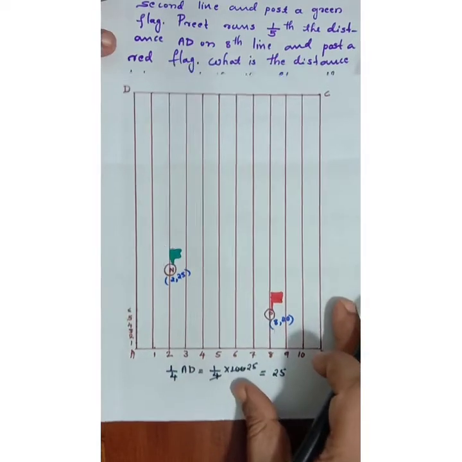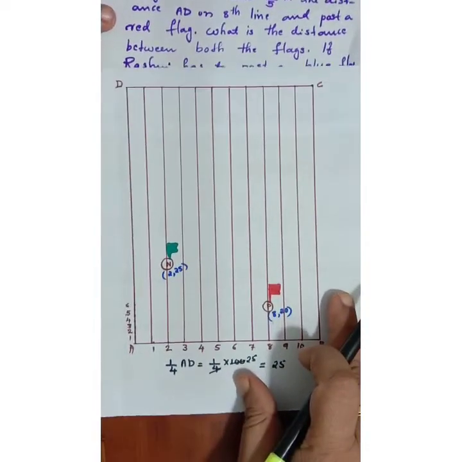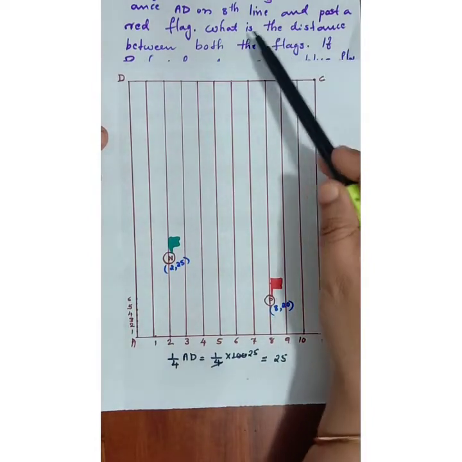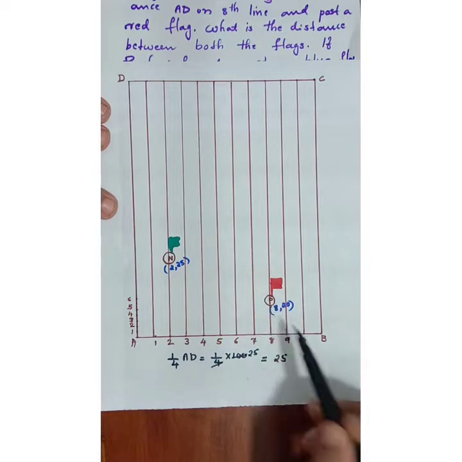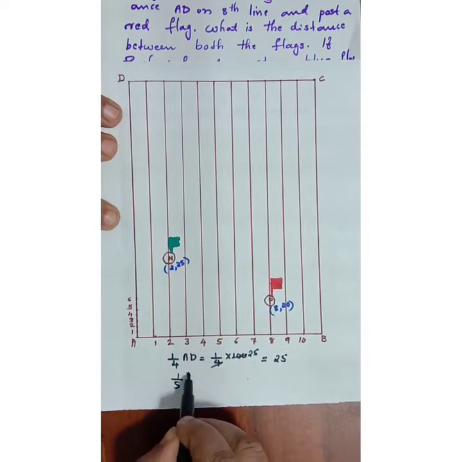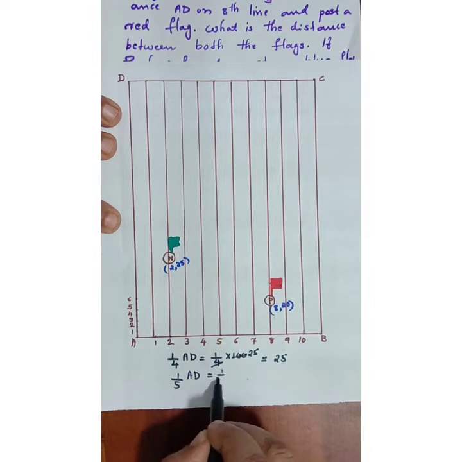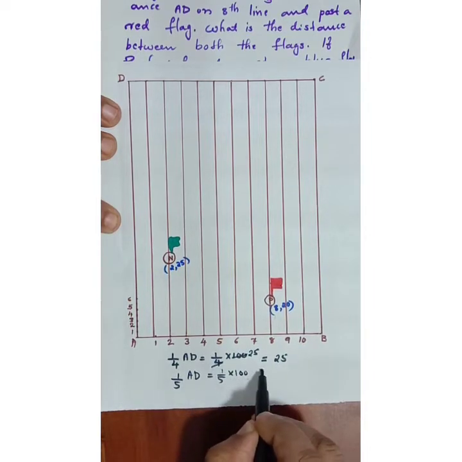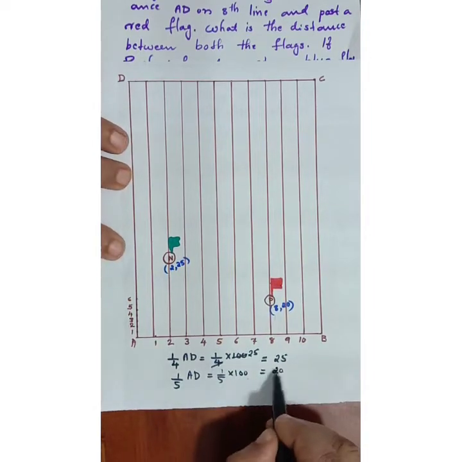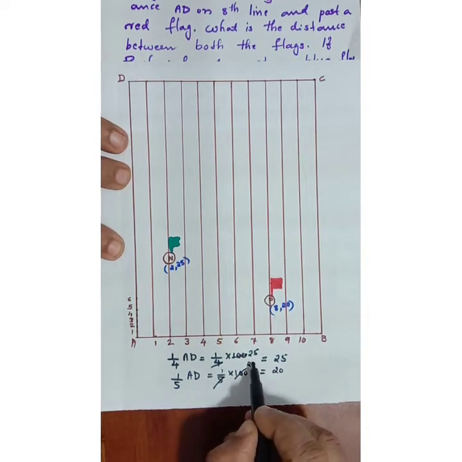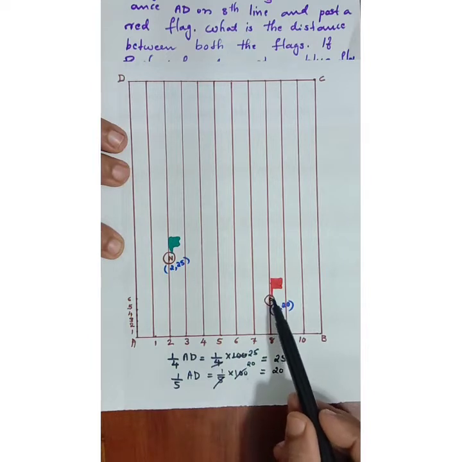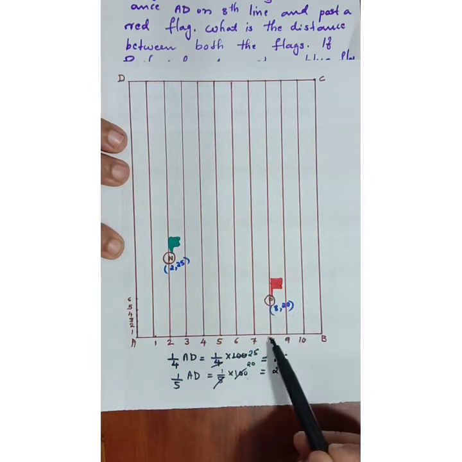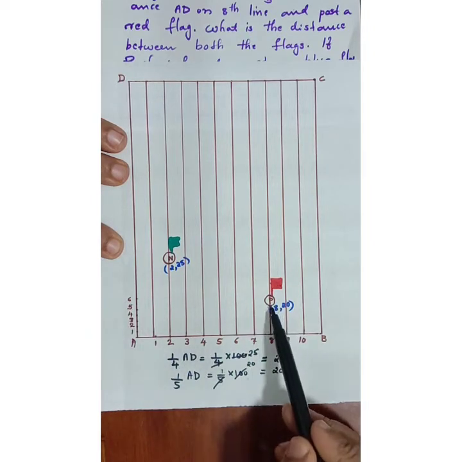Now comes Preet. Preet runs 1/5 of the distance AD on the 8th line. What is meant by 1/5 of AD? That is 1 by 5 of 100. That's equal to 20. So the position at which Preet stands is (8, 20). On the 8th line, x-axis 8 we will consider, y-axis it is 20.